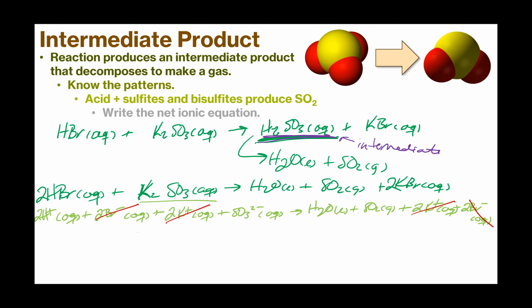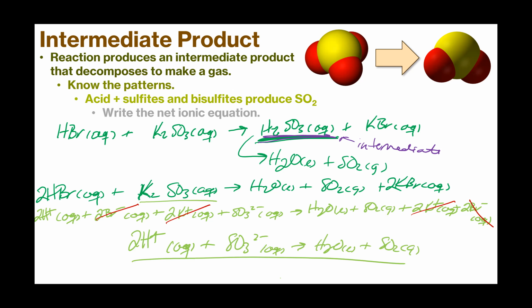Let's write this out as our net. Our net is 2H plus aqueous and a sulfite, SO3 2 minus, aqueous. Oops, I forgot my aqueous. And we get water, liquid, and SO2 gas. And that's our net ionic equation. Okay. It's the same idea as with carbonate. You're just going to replace the carbons with sulfurs and you get the same thing.